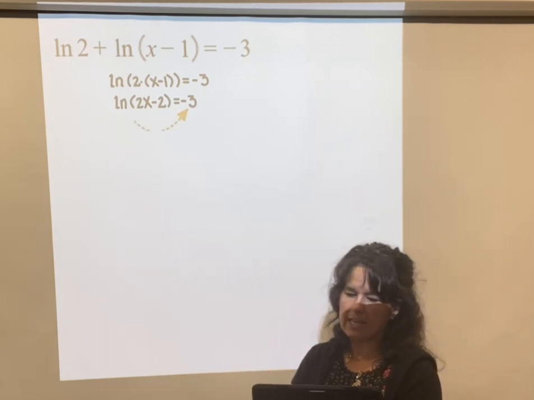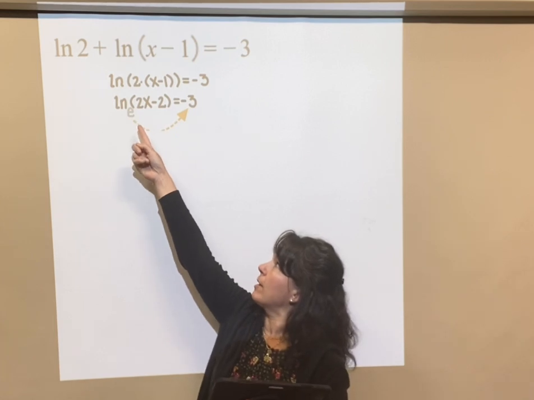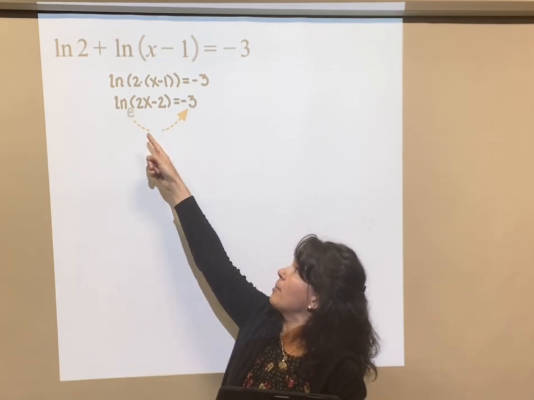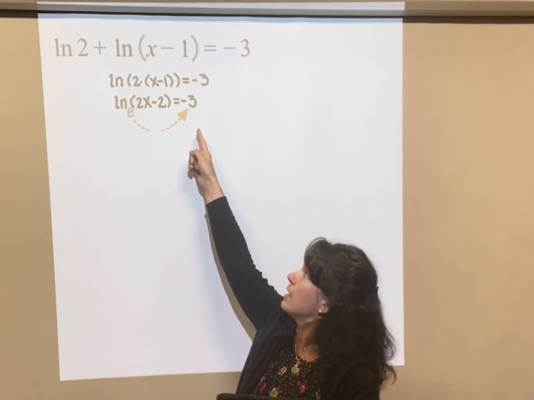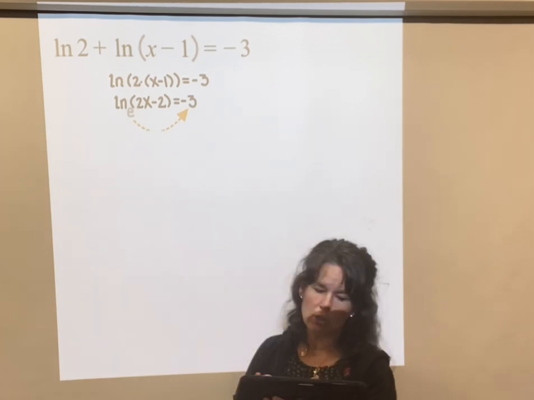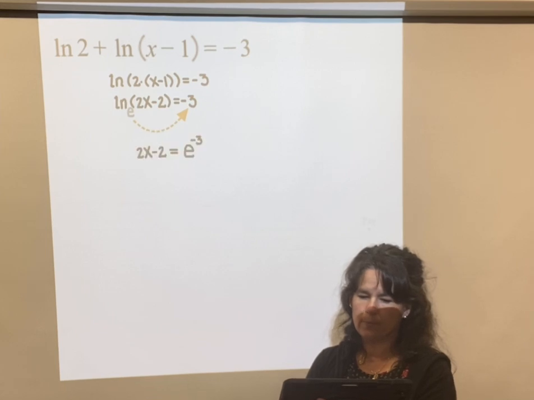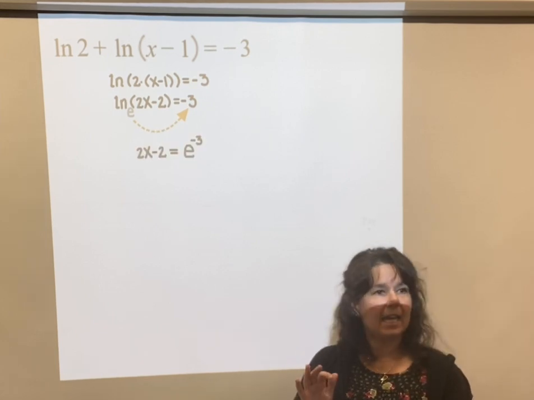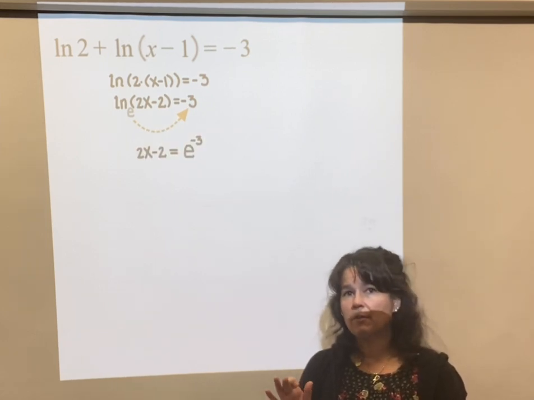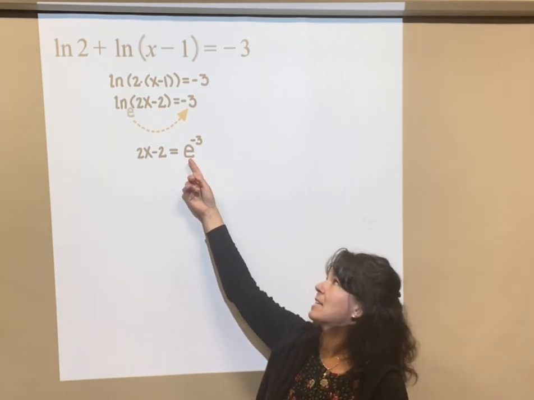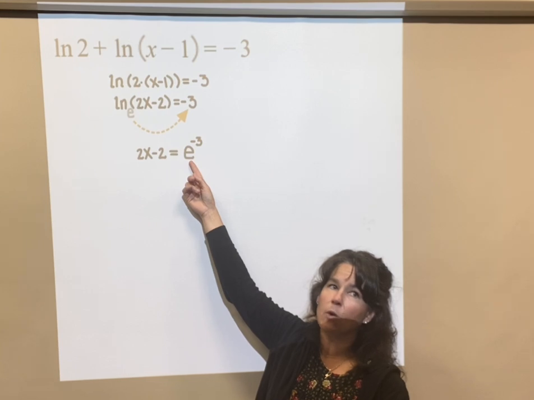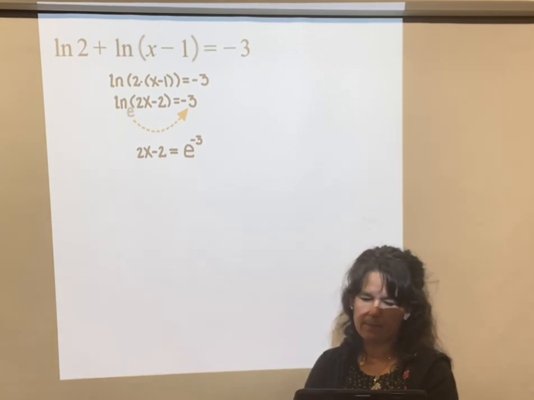The e, that's invisible here, right? That's tunneling under. So I'm gonna have e to the power of -3. And on the left side, 2x minus 2. I can't have a negative exponent in my final answer. So the next thing I'm gonna do is rewrite this as 1 over e to the power of +3.